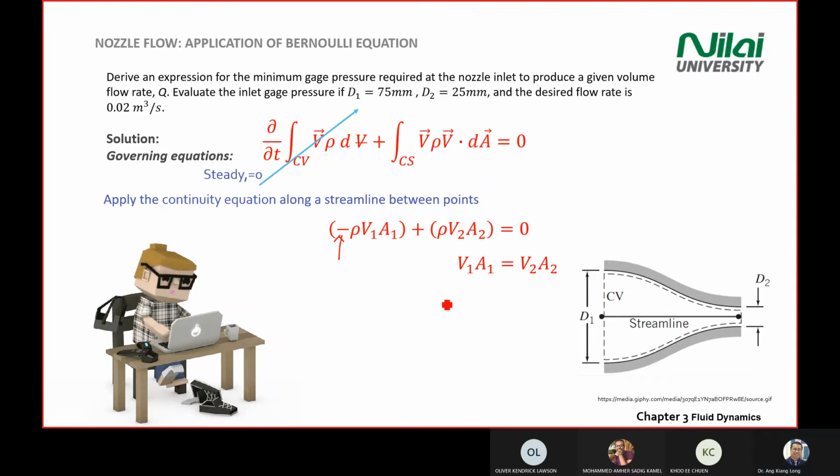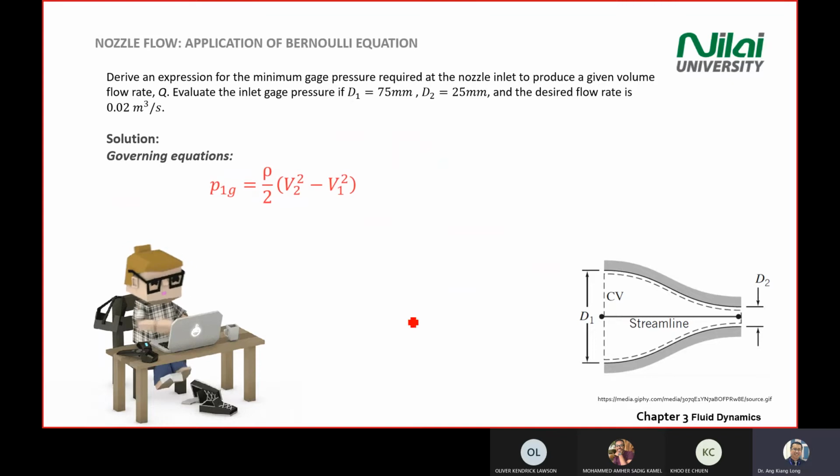Any question? Anyone? No? Able to understand why suddenly we can get V1 A1 equal to V2 A2? Okay, we continue. Then we write what the question wants us to find. The question wants us to find Q. Q actually is V times A. Okay, Q, our flow rate, is V times A, velocity times area. You get flow rate. So the flow rate is the same from 1 to 2.